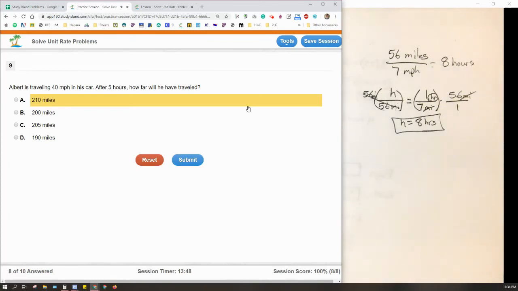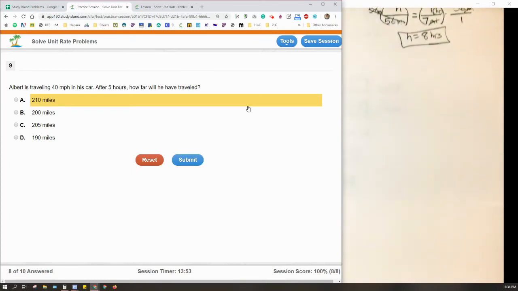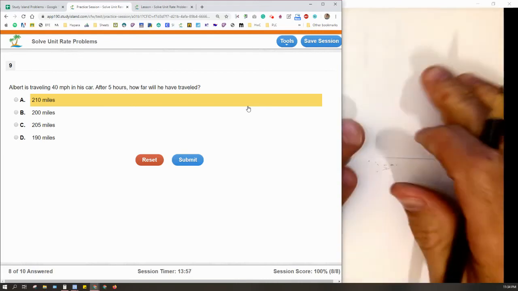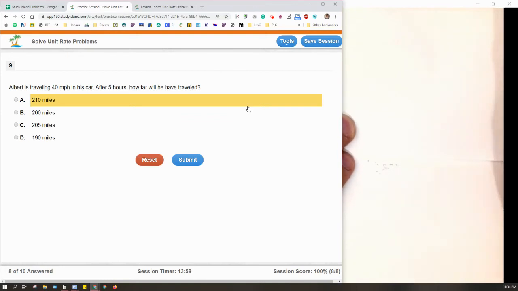Number 9. Albert is traveling 40 miles per hour in his car. After 5 hours, how far will he have traveled? So if you want to set up a proportion for this, you can. Here we go. 40 miles per hour. After 5 hours, how far will he have traveled?